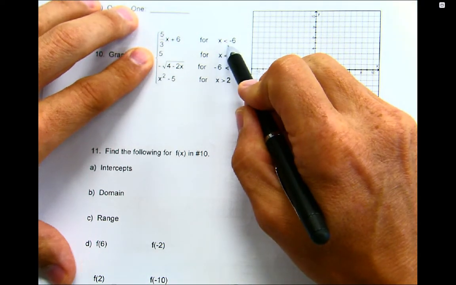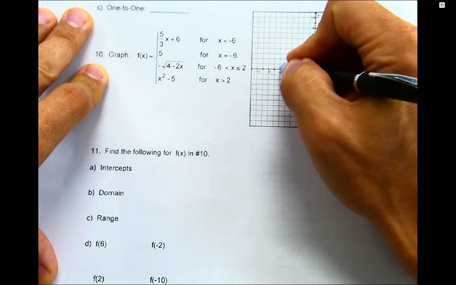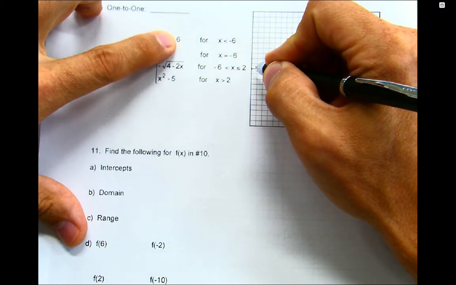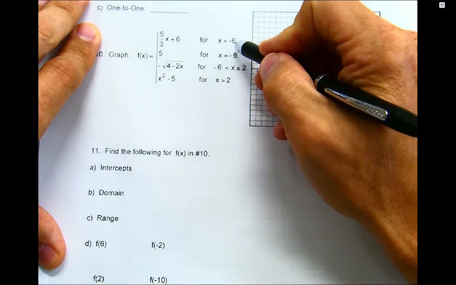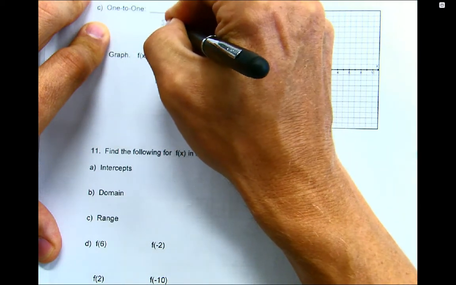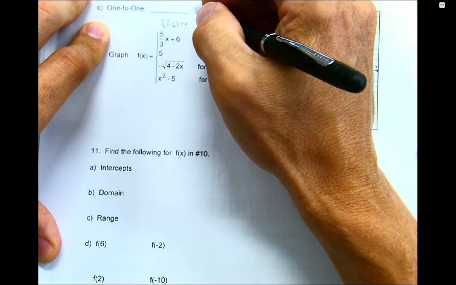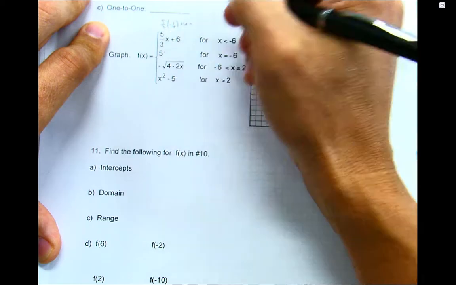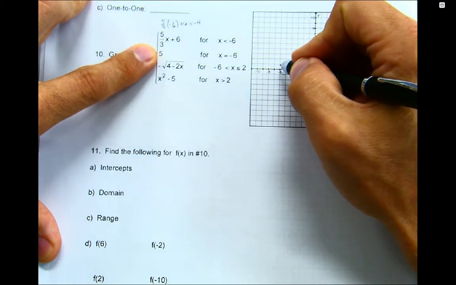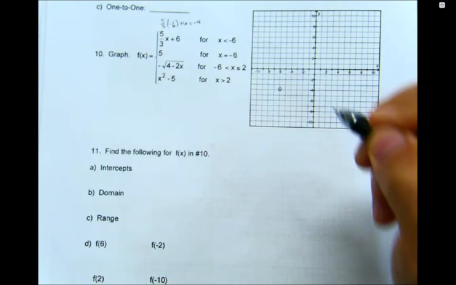So look, for x less than minus 6, for all of this, I want to see 5/3 x plus 6. So I'm going to put negative 6 in. 5 thirds times minus 6 plus 6 is going to give me minus 10 plus 6, which gives me minus 4. So at minus 6, I'm going to get minus 4, and that's going to be an open circle, right?